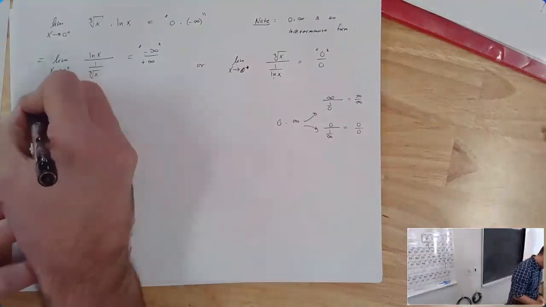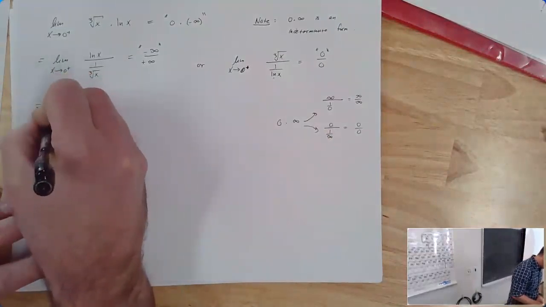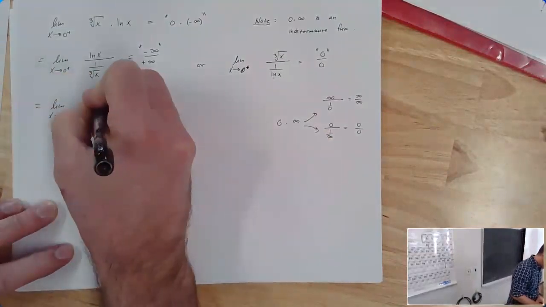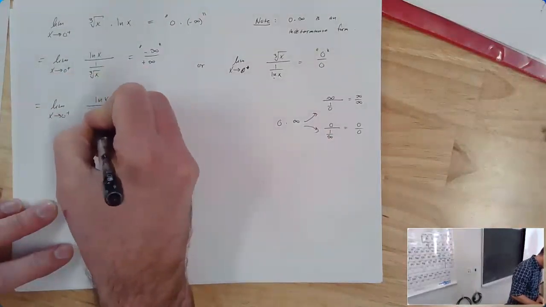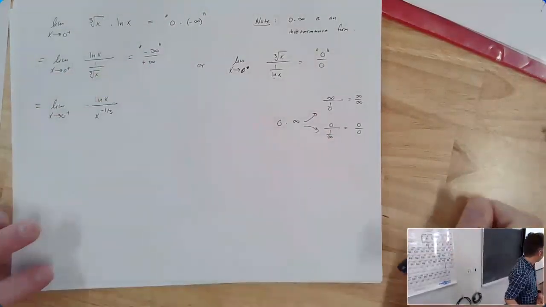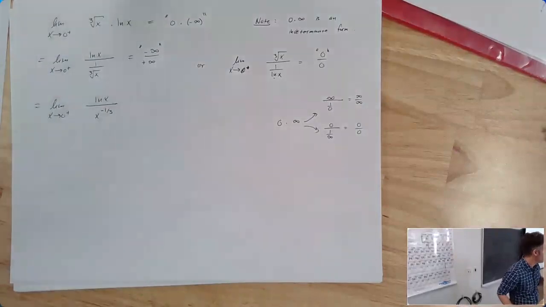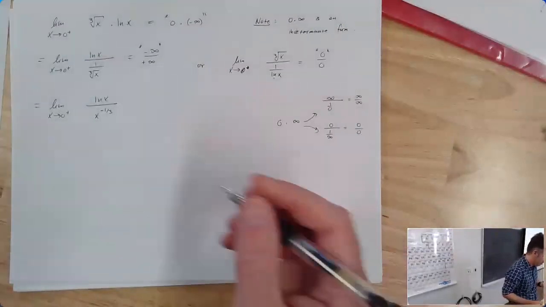Here, I can totally rewrite this as just the limit as x goes to 0 from the right of the natural log of x over x to the negative 1/3. That's going to be much easier to use L'Hopital's rule on. So now I'm going to do it.